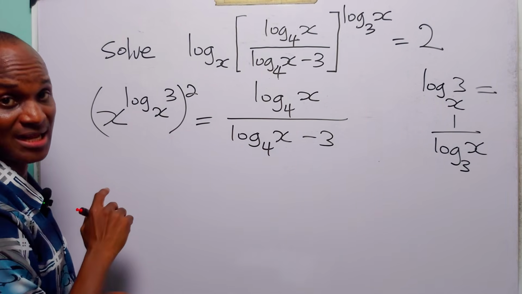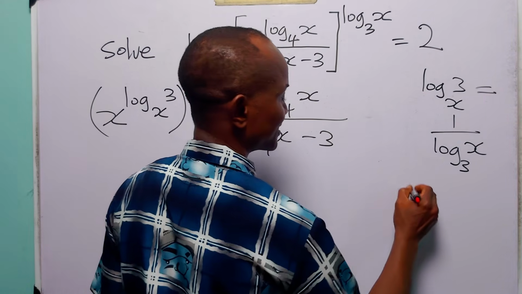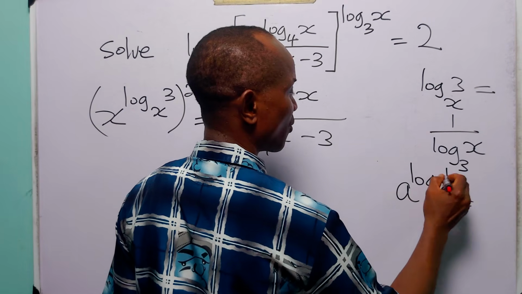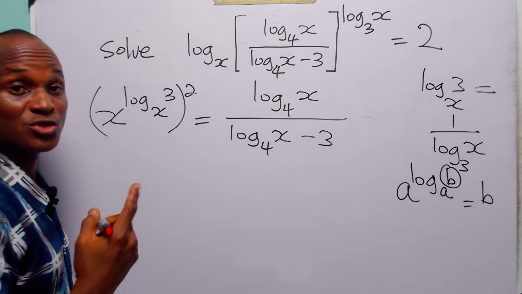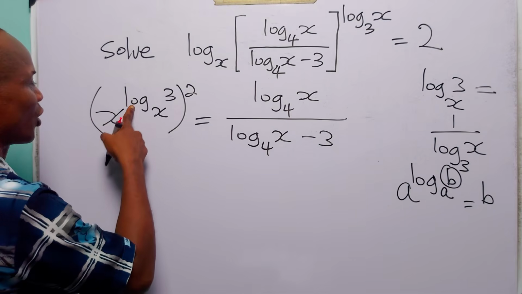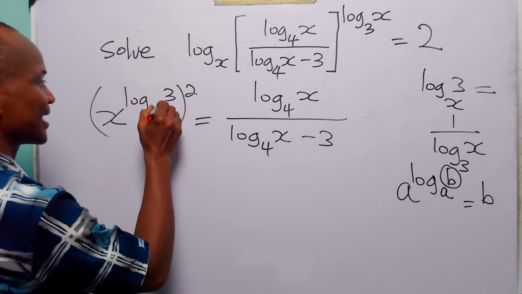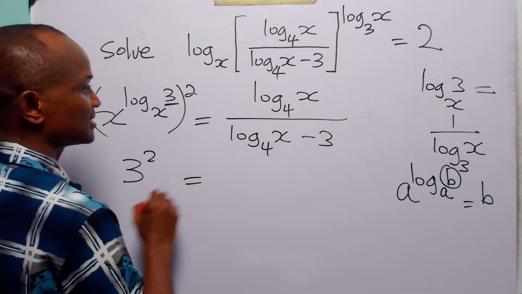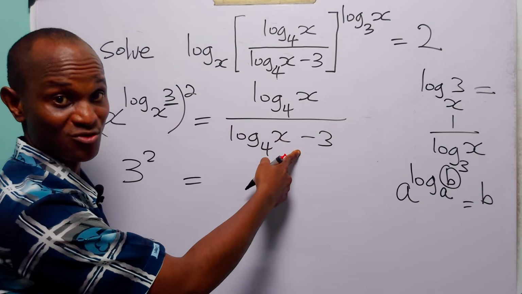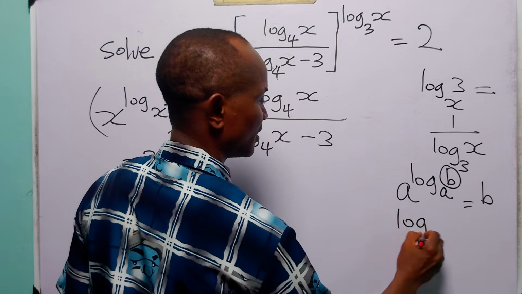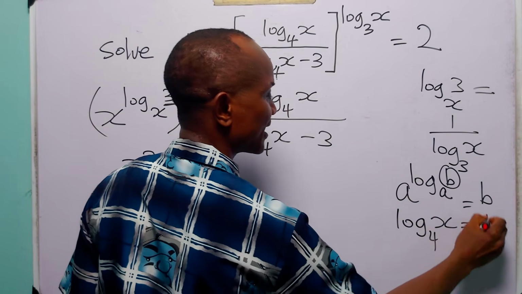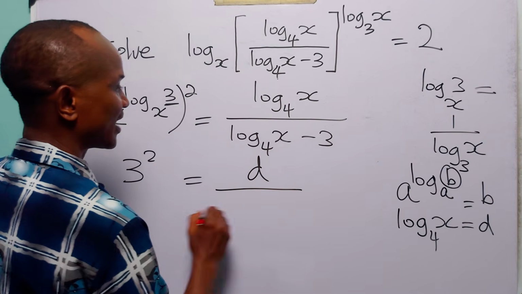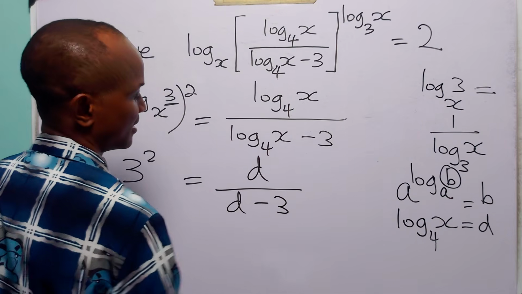Now let us look at this left-hand side. Once more, recall that a to the power log to base a of b is equal to b. So that simply means that x to the power log to base x of 3 is equal to 3. Now we have that to the power 2. This is equal to, to simplify this right-hand side, let log to base 4 of x be equal to the letter d. Now we have d divided by d minus 3.